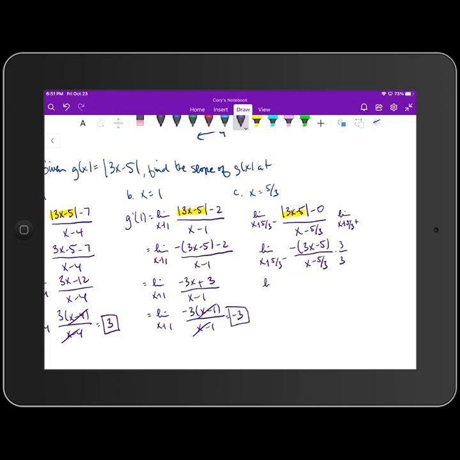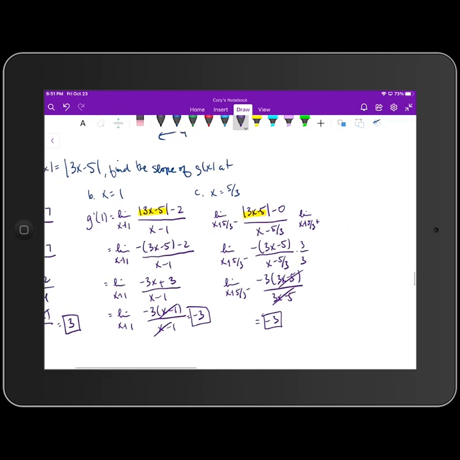So when I do that, when we take the limit as x approaches 5/3 from the left-hand side, we get -3 times 3x minus 5. And when I distribute 3 in my denominator, we get 3x minus 5. So those factors cancel, which makes that slope on the left-hand side equal to -3.